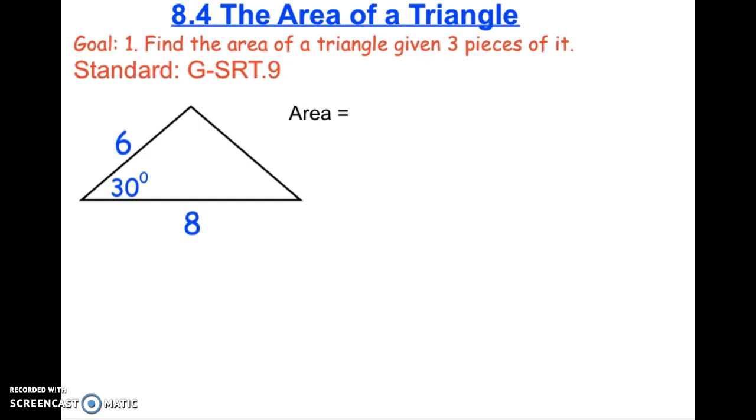Today we're taking a look at finding the area of a triangle. If you remember from your days in geometry class, to find the area of a triangle, you took 1/2 of the base times the height. In the example we have here, the base is going to be 8.